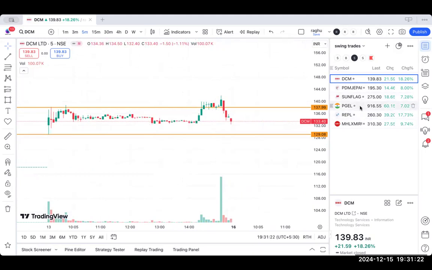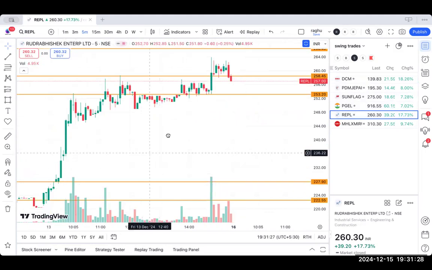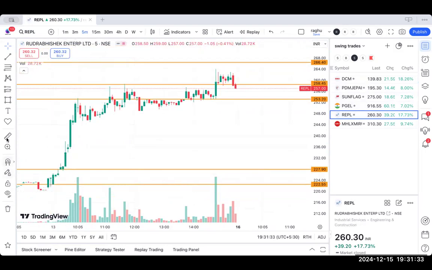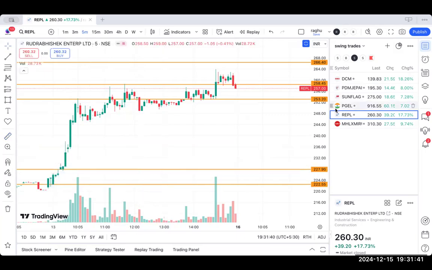See another stock, REPL. REPL gave amazing momentum. So don't only sit on one stock. When REPL was given, it was already up by around 3 to 4%, I guess. Somewhere here we took our entry. And another stock I had given, I don't remember now. So wait, let me check in the group. Yeah, SIS. I had given another stock.